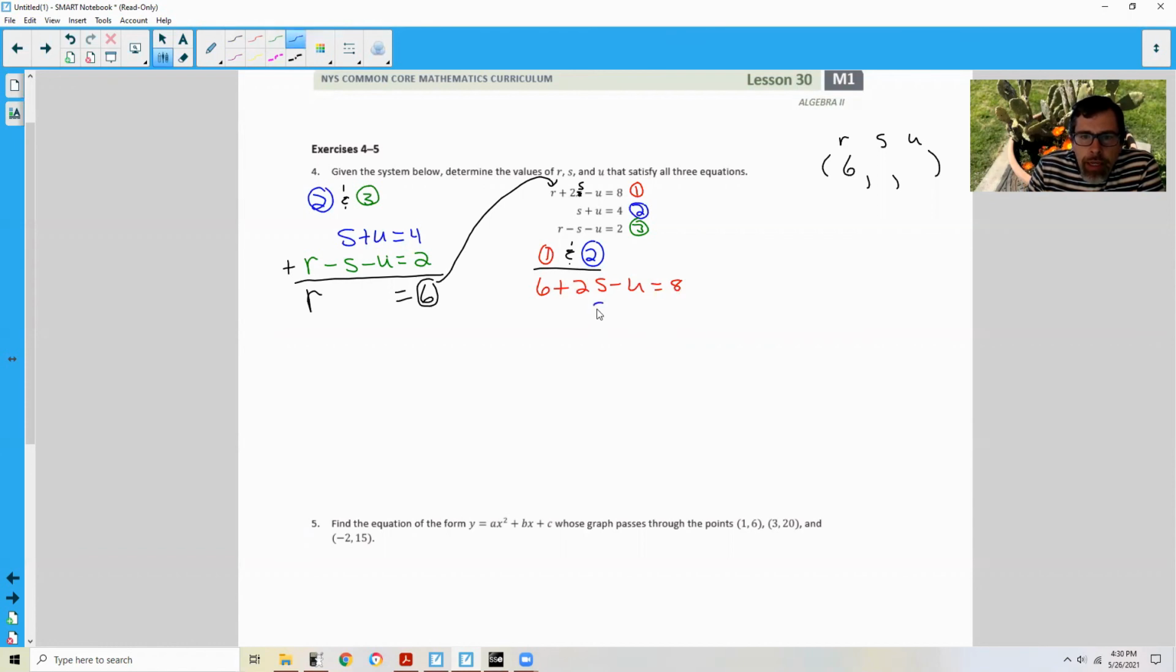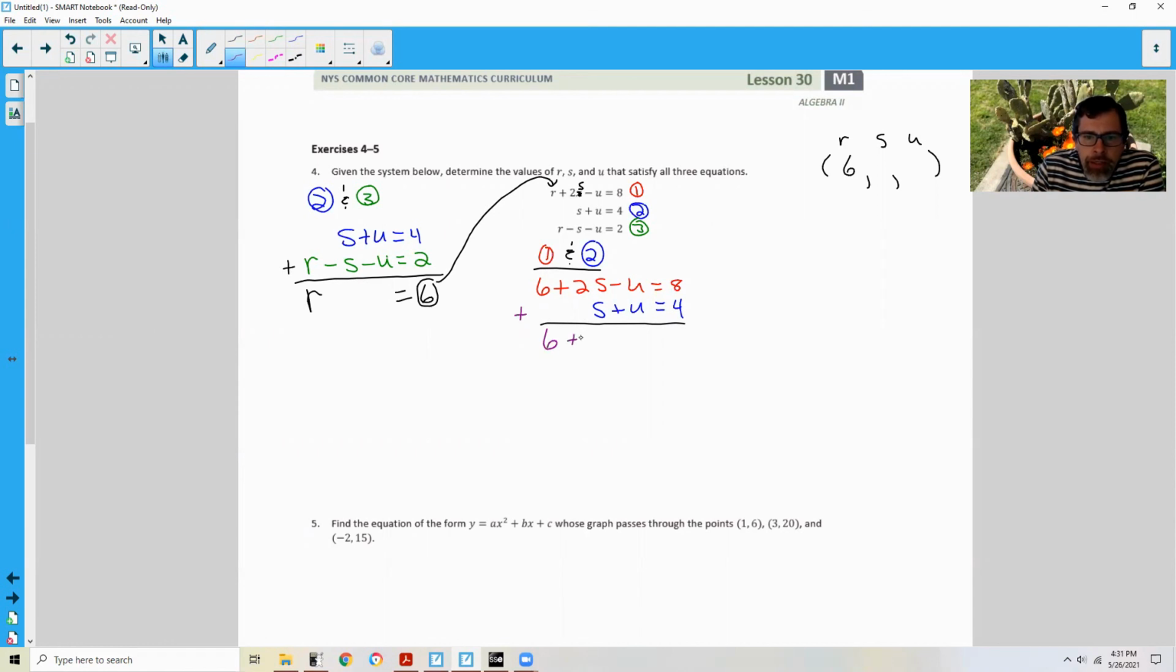2 is S plus U equals 4. Okay, so I have opposites here. You add opposites to cancel. 6 plus 0, so we're adding. Let me change this. We're adding. 6 plus 0 is 6.